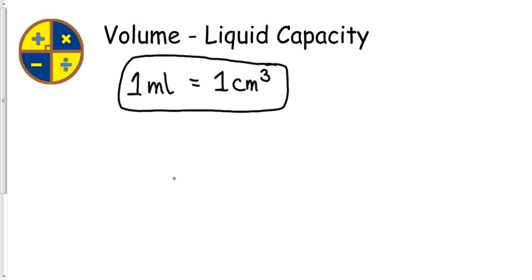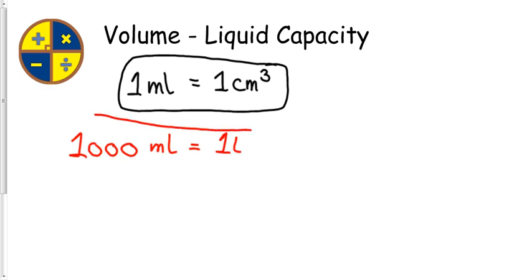The other thing that you might be asked is to give an answer in litres. So for that, you have to think about the relationship between milliliters and litres, which is that 1000 milliliters is exactly the same as 1 litre. So if you have an answer in milliliters and you're asked to give it in litres, then you would divide by 1000. If you have an amount of litres and you're asked to change it into milliliters, you would multiply by 1000.